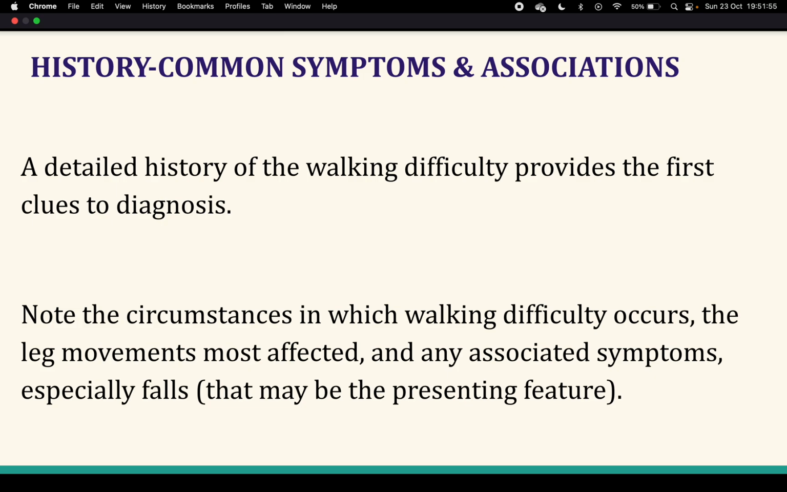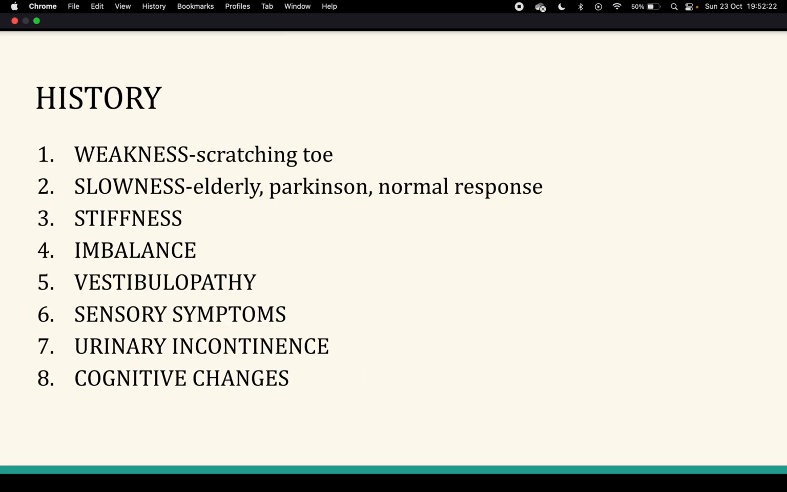So, how can we approach a patient with a gait disturbance? Just take a detailed history of walking and the difficulty of walking, which provides the first clues for the diagnosis. Also ask the circumstances in which their walking is difficult and which leg movements are most affected, and whether there are any associated symptoms, especially falls, which may be the presenting feature itself. So take the weakness, the pattern of weakness.